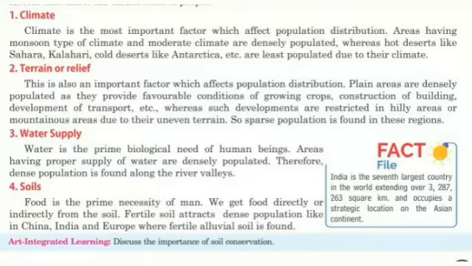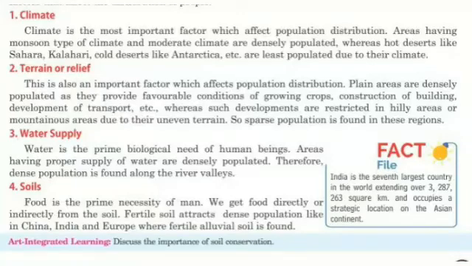So, some factors affect the distribution of the people. What may be these factors? These factors are the climate, terrain or relief, water supply, soil, availability of minerals, and stage of technological progress. These factors make an area populated or unpopulated. So first, climate.